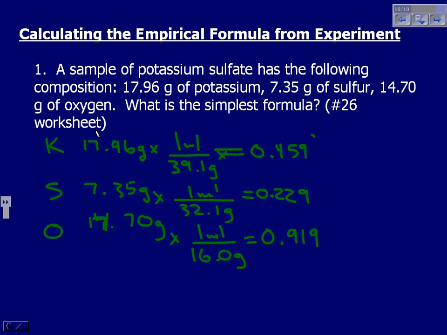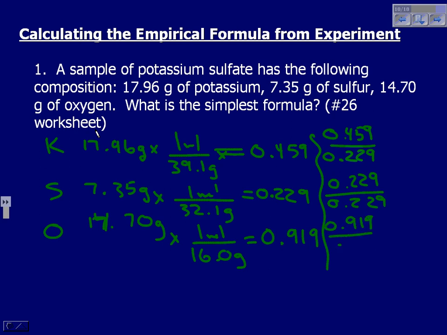All right. Let's get that whole number ratio. 0.459 divided by 0.229, 0.229 divided by 0.229. I'm still using the smallest one to get that whole number. 0.919 divided by 0.229. All right, let's see what we get. Well, the first one is looking like a 2. 0.459 divided by 0.229, and that indeed is 2.004, that's good enough. That one's obviously 1.